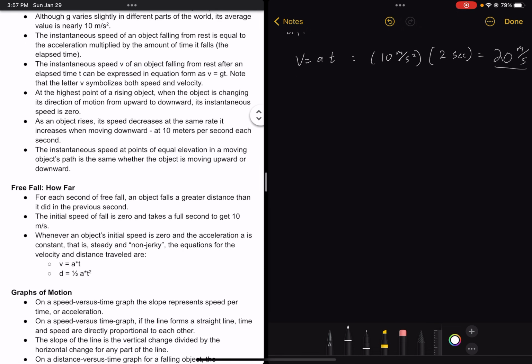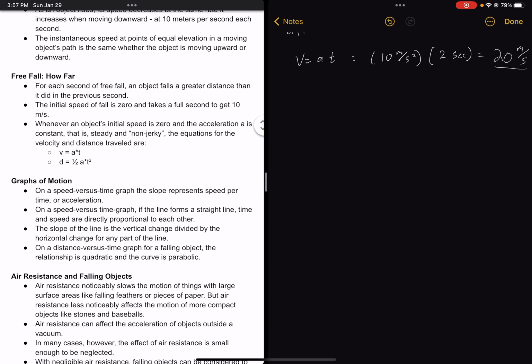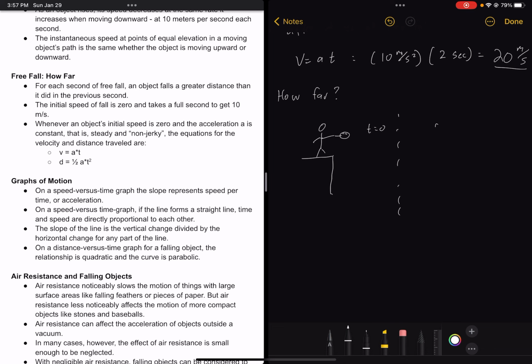So let's keep going. How far? Now let's look at some examples using the how far equation. So let's do the same scenario, right? Say you drop the rock off the cliff. Now we're looking at how far. So the rock's in the hand. This is at t equals 0, so obviously it hasn't fallen yet. But at some later time, t, let's see.